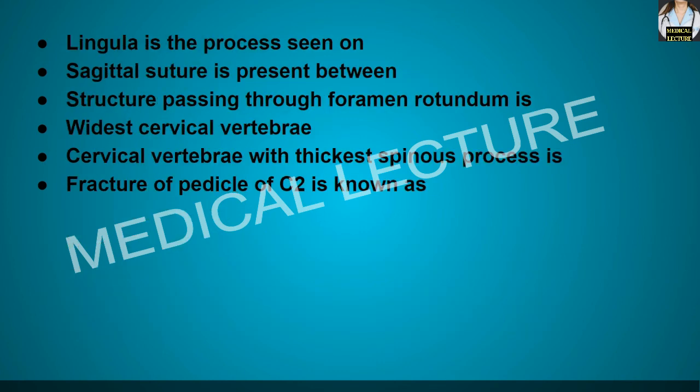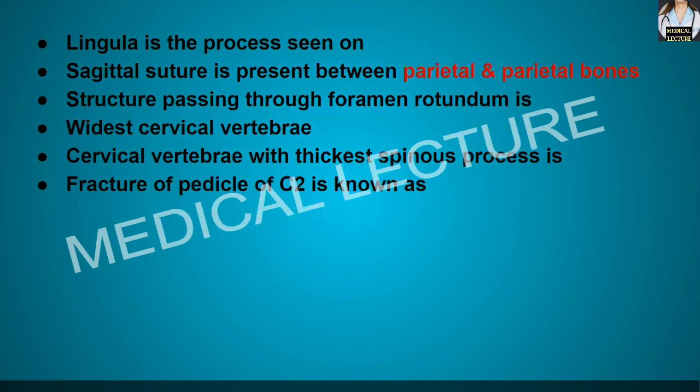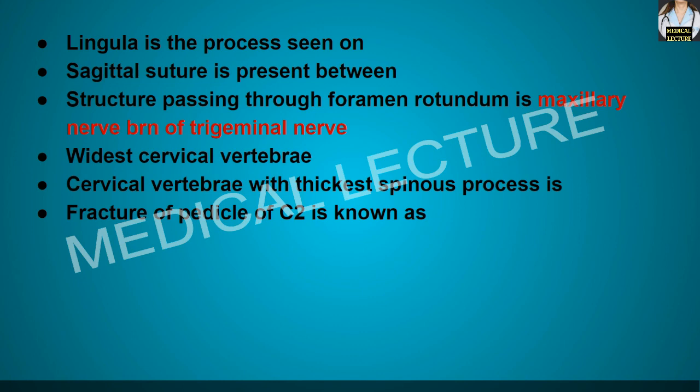Now next, the lingula is a process seen on the internal surface of the ramus of the mandible. The sagittal suture is present between the parietal and parietal bones, meaning we have two sides of the parietal bone, right and left, and in between these two sides the sagittal suture is present. The structure passing through the foramen rotundum is the maxillary nerve, which is a branch of the trigeminal nerve.